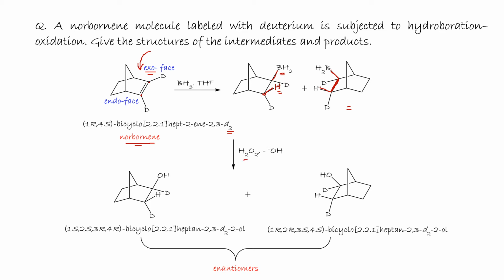We treat these compounds with hydrogen peroxide in base. Instead of BH2, we get OH, an alcohol. So we get 1S,2S,3R,4R bicyclo[2.2.1]heptane-2,3-diol, and the enantiomer.